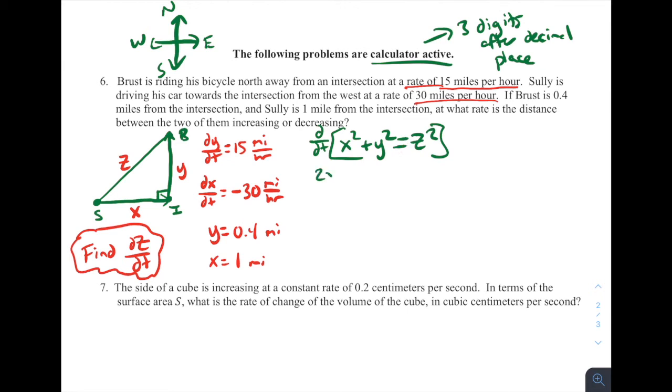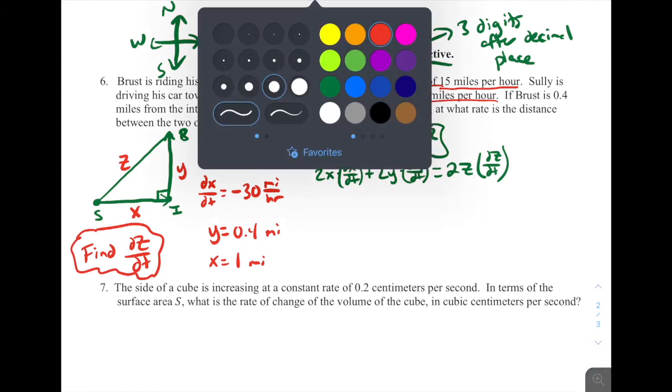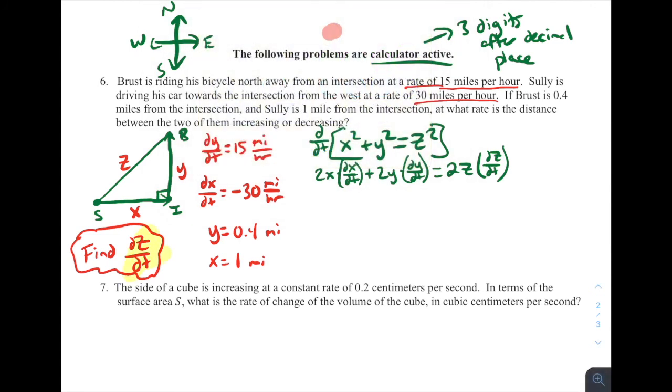And the derivative of that is going to be 2x times dx/dt plus 2y times dy/dt. And I'll put these in parentheses. And that's equal to 2z times dz/dt. We can substitute what we know in. We are trying to find dz/dt.